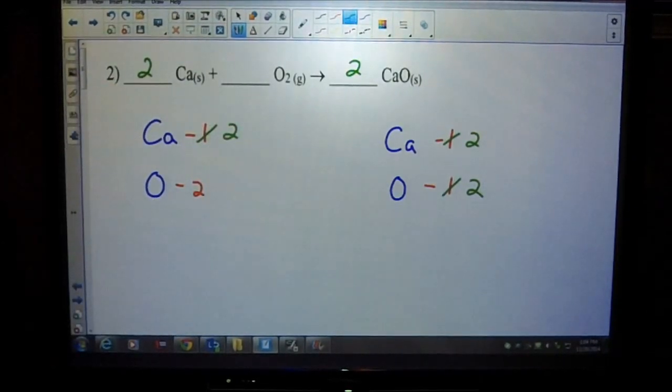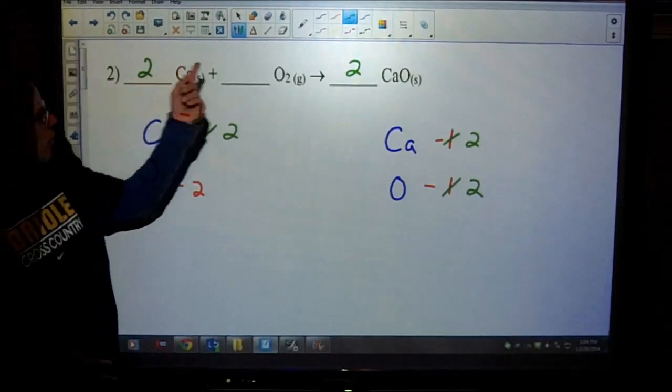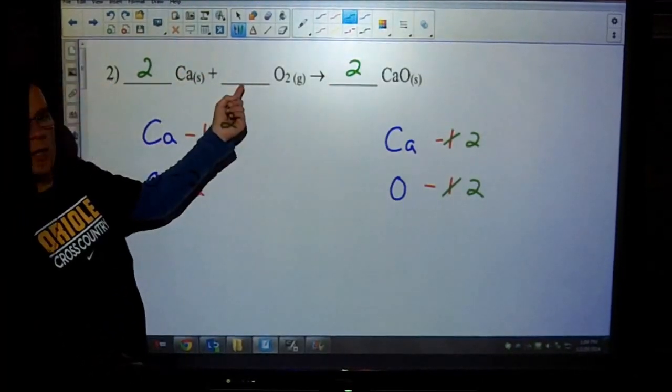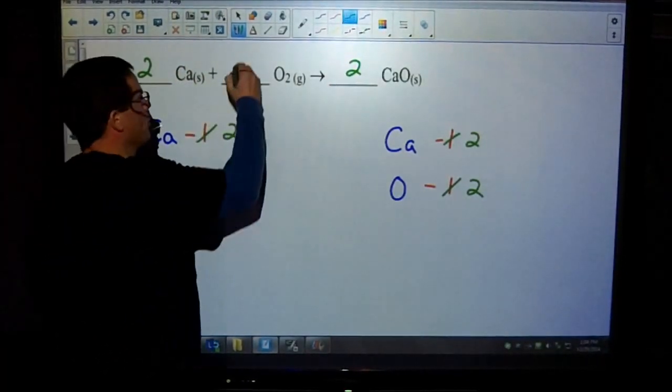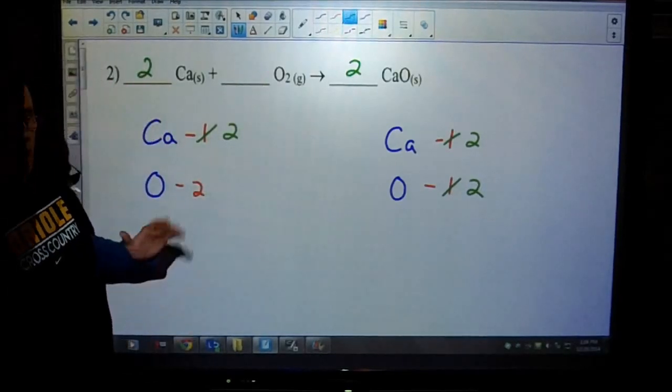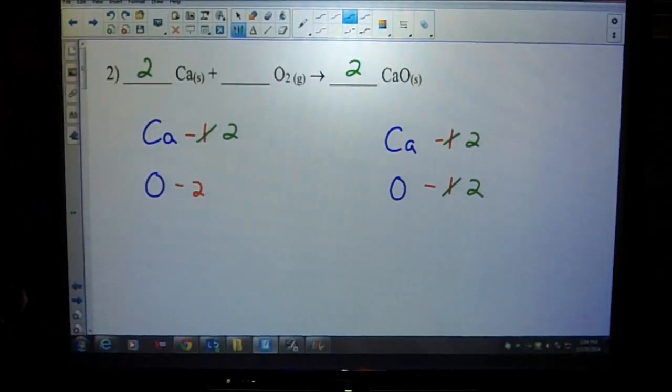So again, when looking at these, we want whole number coefficients. If you don't have a value here, assume it to be 1, unless you're just dying to put a 1 there. You may. I won't. But I won't count it wrong at this point in the game if you do put a 1 there.